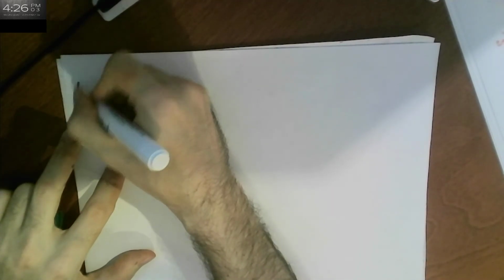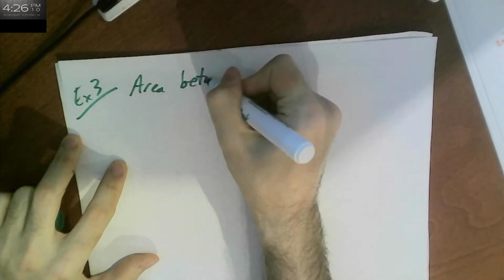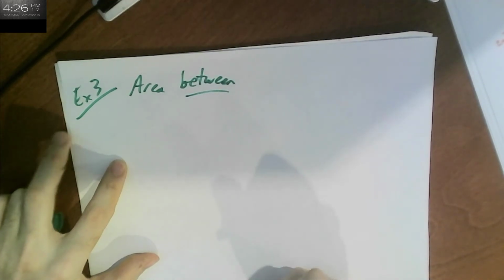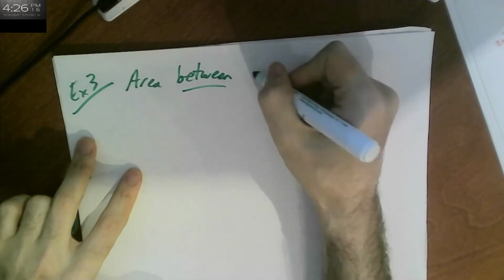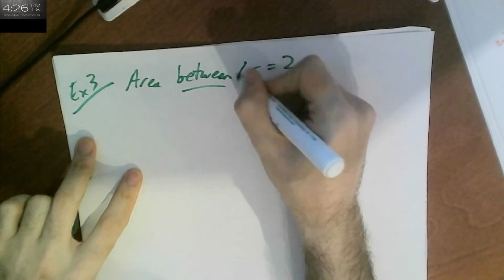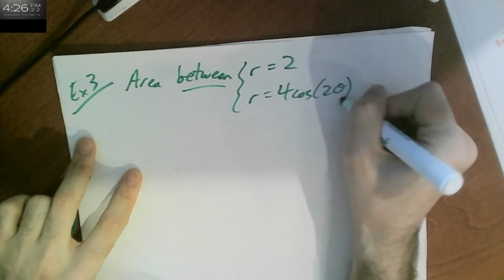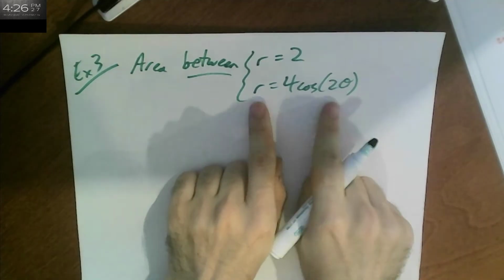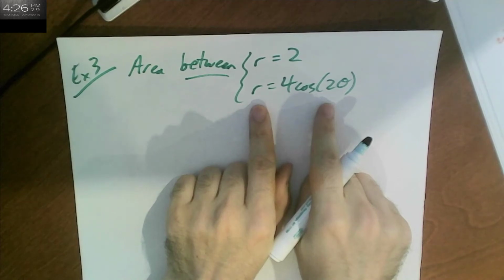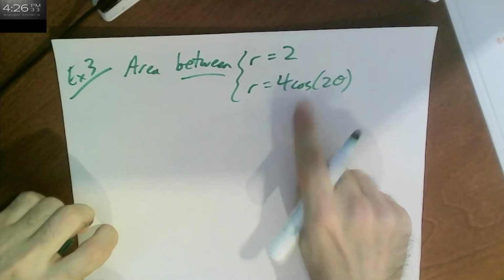Example 3. Final example. I want the area between, which is to say inside one but outside the other, r equals 2 and r equals 4 cosine of 2 theta. So we know from example 1 and earlier that this is going to be a rose with 4 petals. It's going to have the center of one of the petals along the x-axis, because we're using cosine.